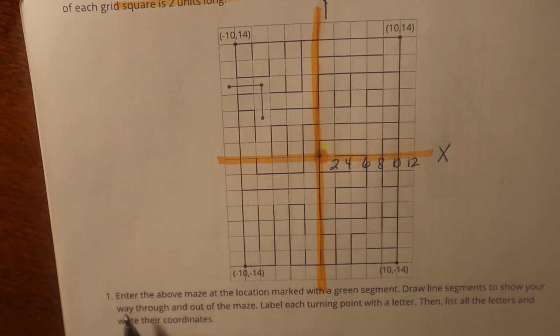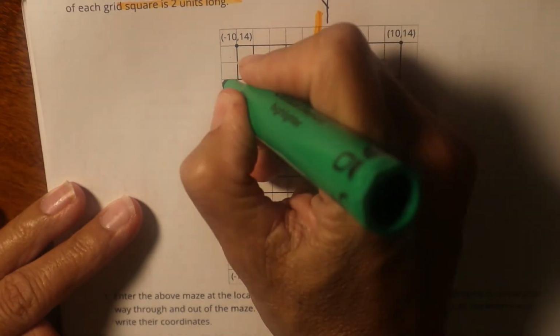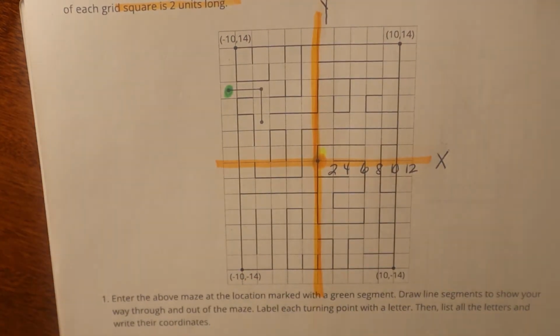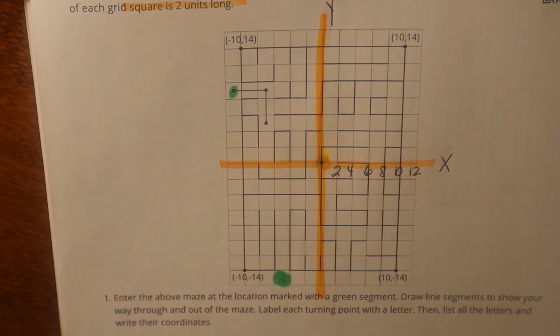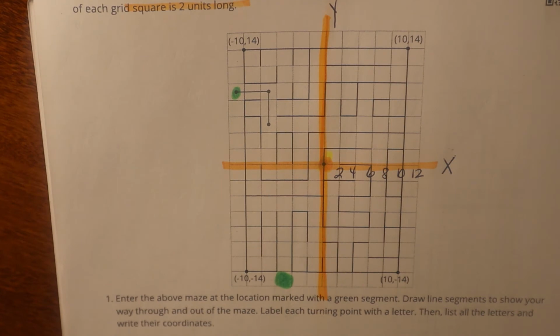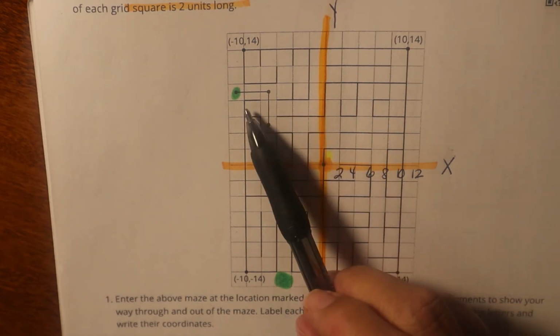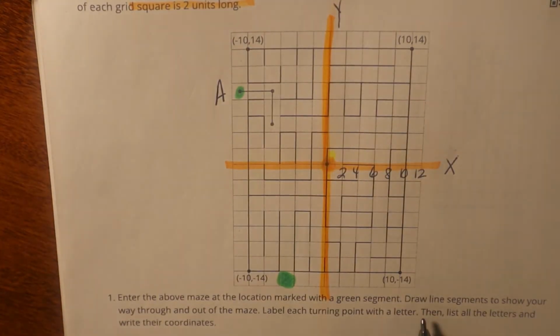It says for problem 1, you're going to enter the above maze in the location marked with a green segment. Well, we don't have color right now, so I will color this in, but here is your entrance point way up there. Your exit point, guys, is down here. This is where we have to get to. So we have to enter the maze here, go all the way around, exit the maze down here. All right, so this is going to be point A, our starting point. Draw line segments to show your way through and out of the maze.